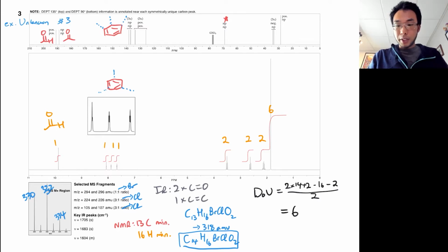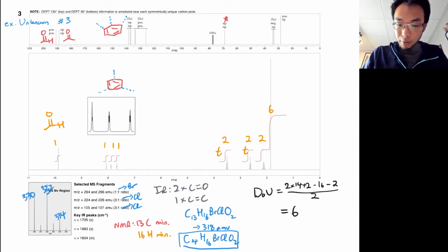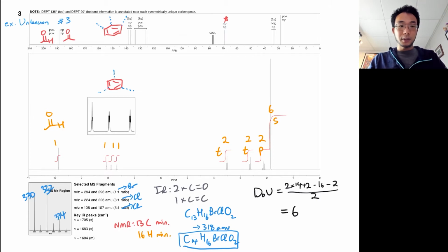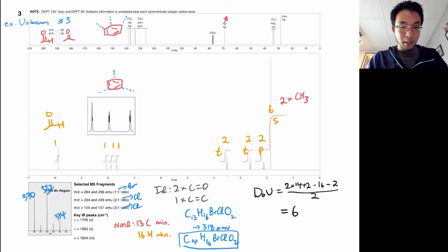In the upfield region here, I can see that I have a triplet at 3.5 ppm. I have another triplet around 2.6 ppm, and then at 2.1 ppm that looks like a pentet, and finally the singlet for the 6 hydrogens. The 6 hydrogens here being a multiple of 3 is strongly indicative of a methyl group, and here would be 2 methyl groups. And the fact that they're singlets means that they're isolated from everything else.